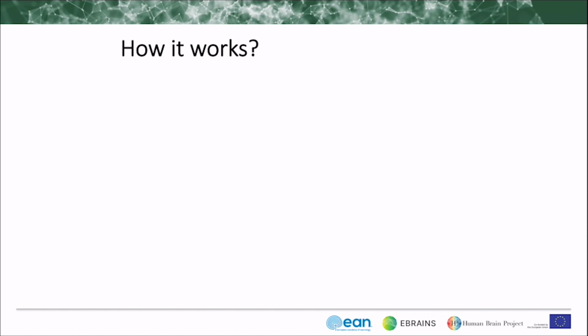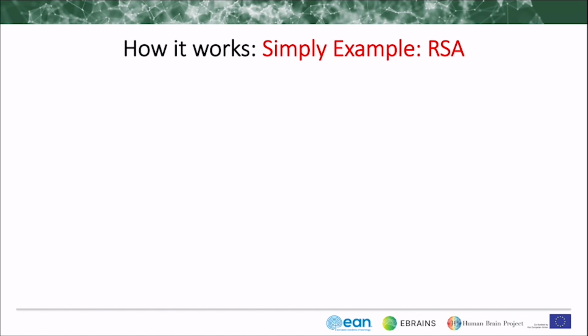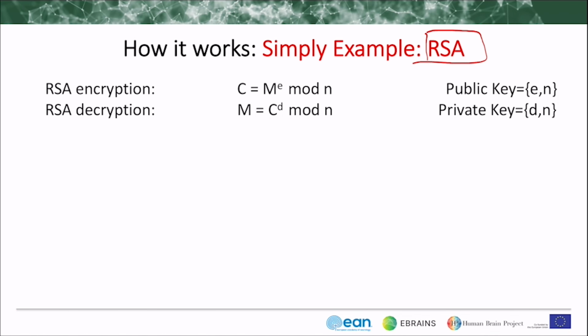Just to give an idea of how it works, let's take a very simple example using the RSA algorithm. RSA is the first and the most famous asymmetric encryption algorithm. It works in this way, in a very simple view: you compute the encryption by doing modulo exponentiation.